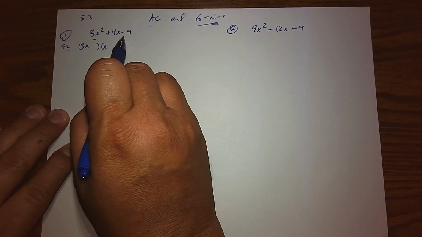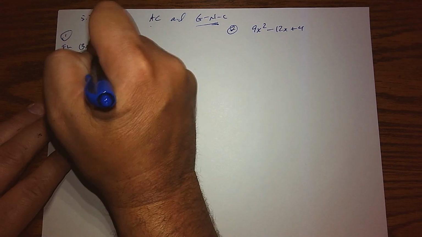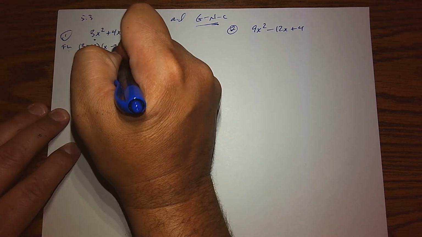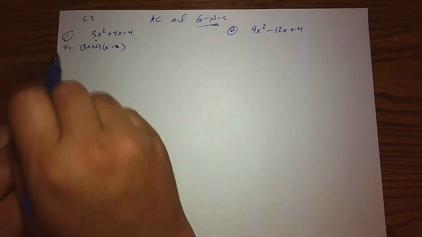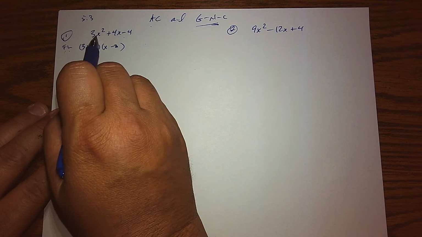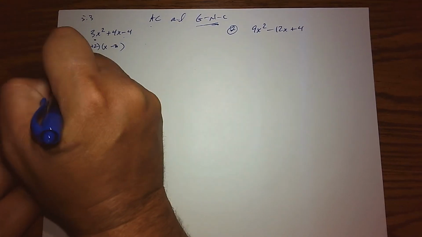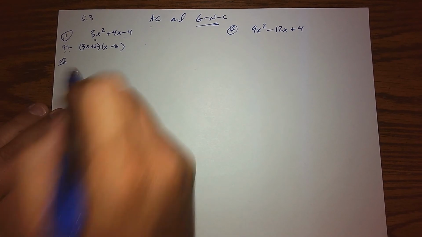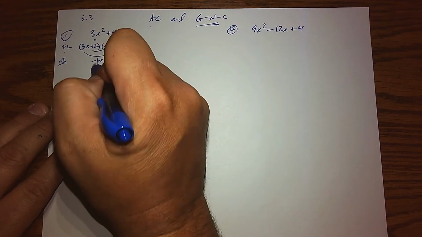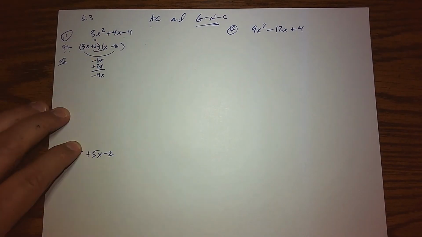Last term, negative 4. So what times what gives me a negative 4? Well, how about we try, that's a 2 there, plus 2 and minus 2. So again, my guess gives us F and L, right? First times first is first, last times last is last. So what's the check? Well, let's look at our O and our I. So in this case, the outer is a negative 6x, the inner is a positive 2x, and so we end up with a negative 4x.